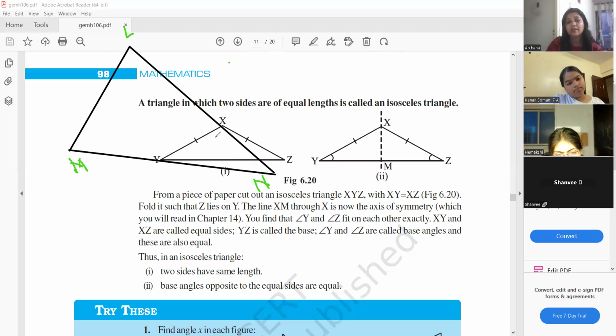Side LM and LN are equal. Do you think these two are equal? This one and this one? Does this look equal in length? This and this look equal? LM and MN? Or this looks equal? LN and MN? Which are the two sides which look equal to you? Be louder. LM and MN. Okay. Now tell me which are the two angles according to what I just taught you.